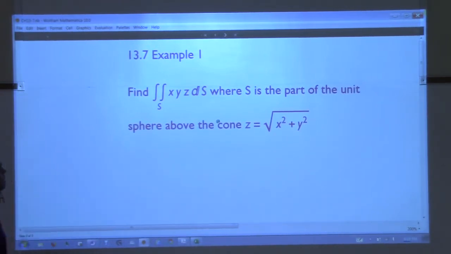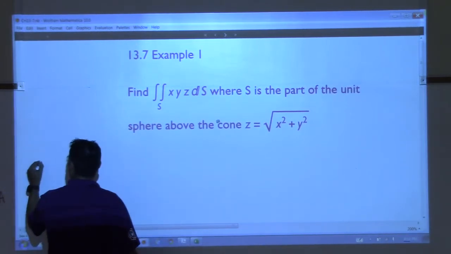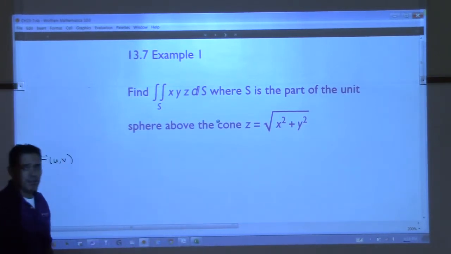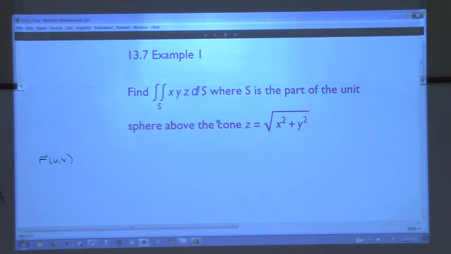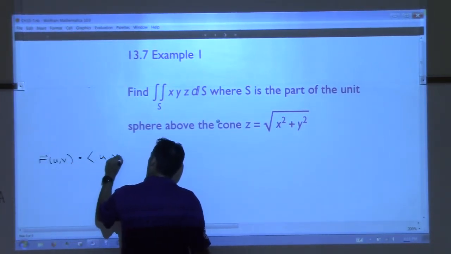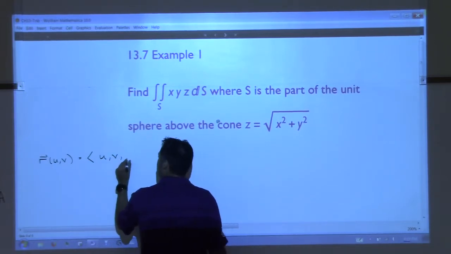All right, so we need to look at this cone here. We need to see if we can find a vector function that will draw that cone. So can we come up with a vector function that would draw that cone? This is a special case because our surface is a function of two variables, x and y. You can look at the z-coordinate as a function of x and y. So our vector function can look like this.